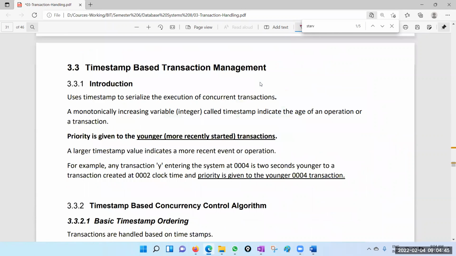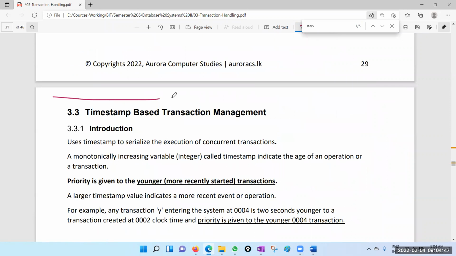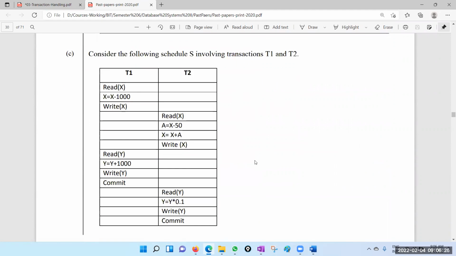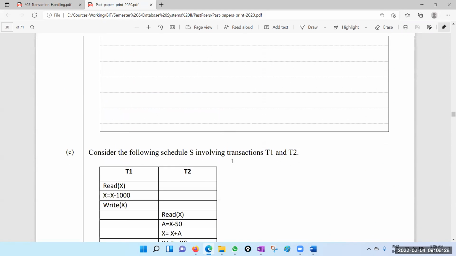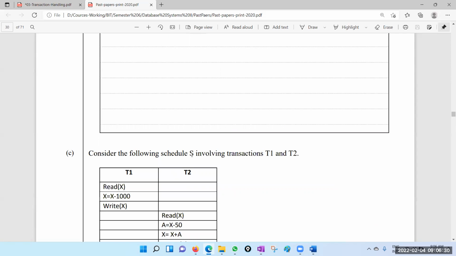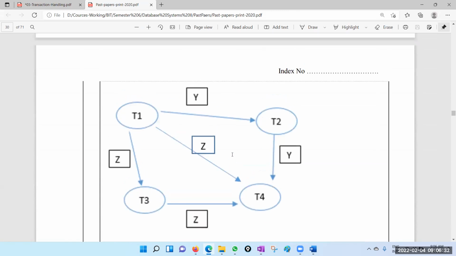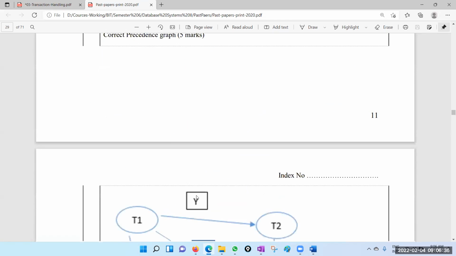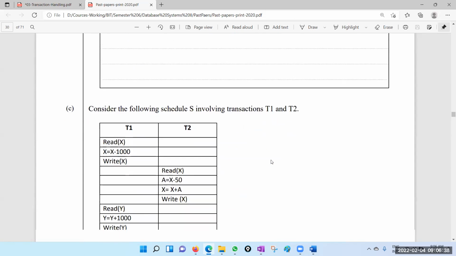Right. So now what we are going to do is, before time-based transaction management, we are going to do some past paper questions. Okay. Right. So let's do this one. Consider the following schedule. This one we did, I think, last time. You should be able to do this one. Okay. We did this kind of question last time.